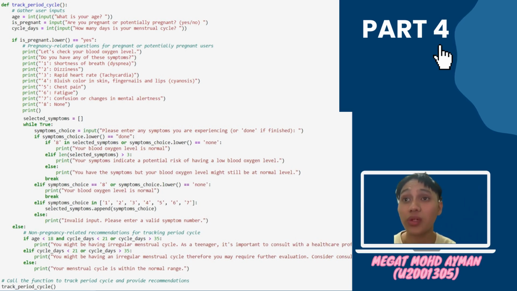might still be normal. So then, if the user is not pregnant, then we will proceed with checking on the menstrual cycle, whether it is a normal or irregular menstrual cycle, by taking the standard of a normal menstrual cycle to be between 21 and 35 days. So we basically focus on this: if the user is pregnant, we check on their blood oxygen level. If the user is not pregnant, we check on their menstrual cycle, whether it is normal or irregular.